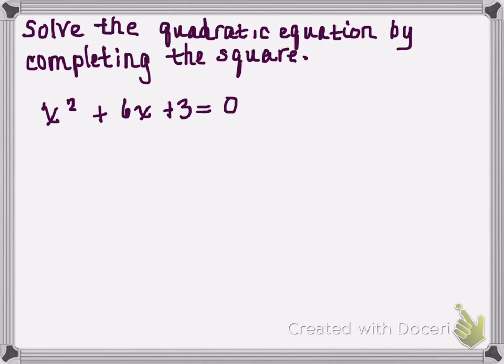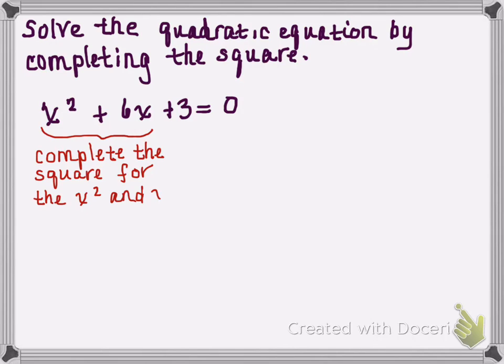This example is going to show you how to complete the square when you're given a quadratic equation. So we're starting with x squared plus 6x plus 3 equals 0, and we want to complete the square with the x squared plus 6x part.